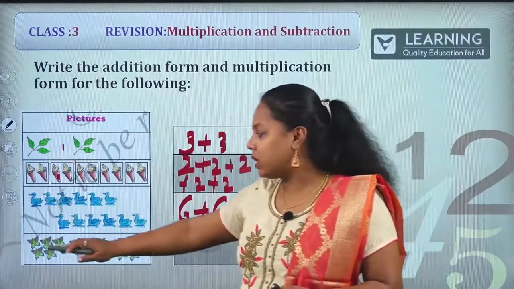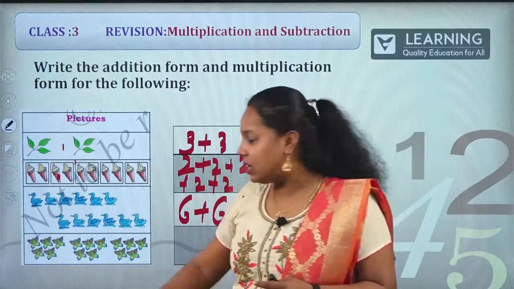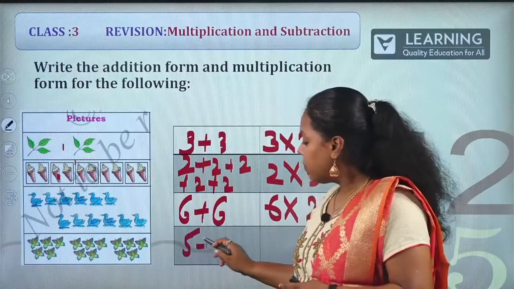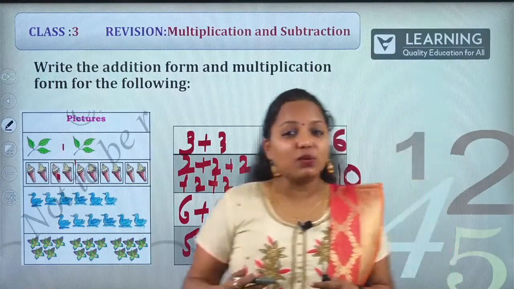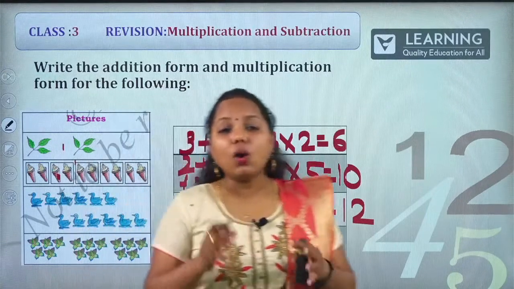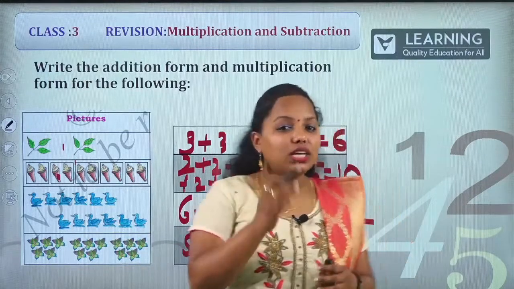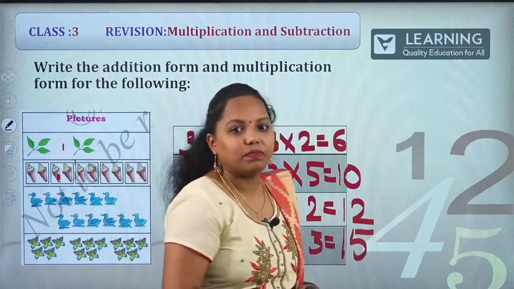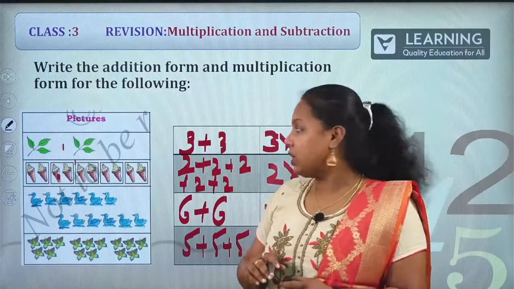How about the next one? There are butterflies over there. In each group, how many butterflies are there? 1, 2, 3, 4, 5. So, how many times do you have to write? It is 5 plus 5 plus 5. Now, instead of this, how can you write? In each group, it is 5 into. Total, how many such groups are there? 1, 2, 3. So, total it is 3 groups. So, 5 into 3 will give me 15. I hope you are able to understand the addition form and the multiplication form.